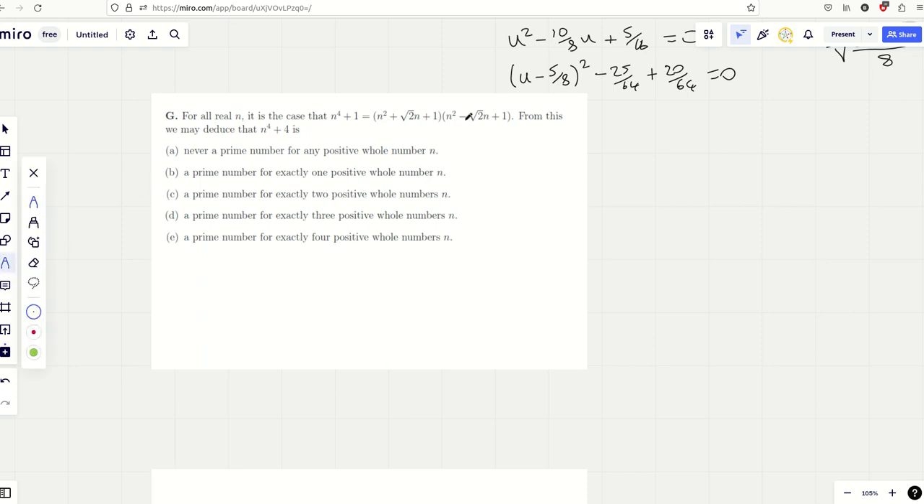And sometimes you can kind of ignore their instructions. Sometimes you can't, but sometimes you can. They're asking what we can deduce about n to the 4 plus 4. Well, straight away I thought, well, if n is 1, you've got a prime number, so that rules out A. Yeah, it is sometimes a prime number, so this definitely doesn't show that it's never a prime number, because sometimes it is a prime number. When n is 1, for example, it's a prime number. So we've got these possibilities, yeah?